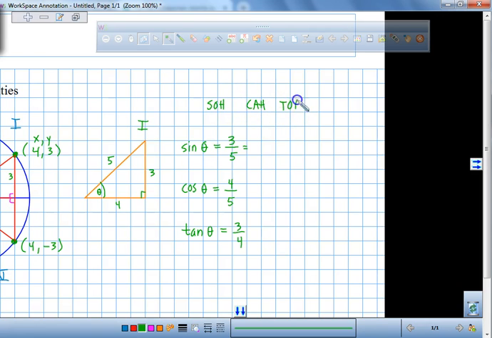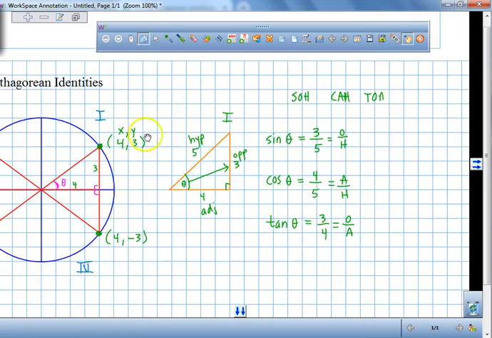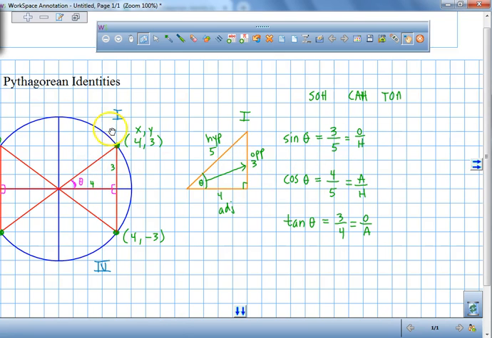SOHCAHTOA. So write SOHCAHTOA. Make sure you know that this is the opposite over the hypotenuse. This is the adjacent over the hypotenuse. And this is the opposite over the adjacent. Just remember when we're doing this, you always draw the arrow going across. That labels this the opposite side. Here's your hypotenuse, and this is your adjacent side. So these are all the Pythagorean identities dealing with quadrant 1 for a 4 and a 3.